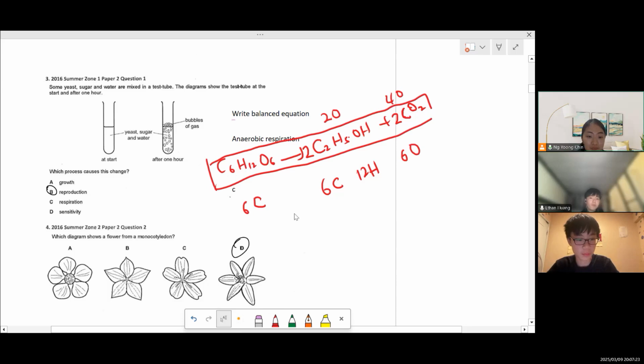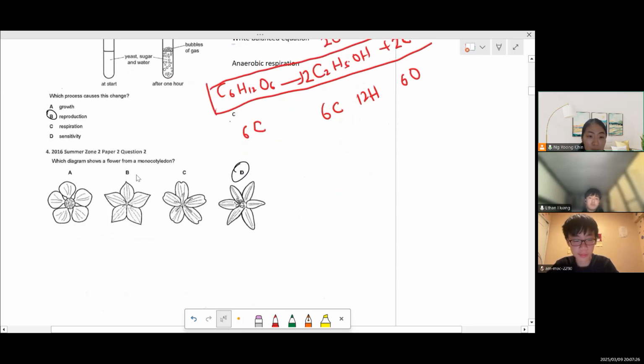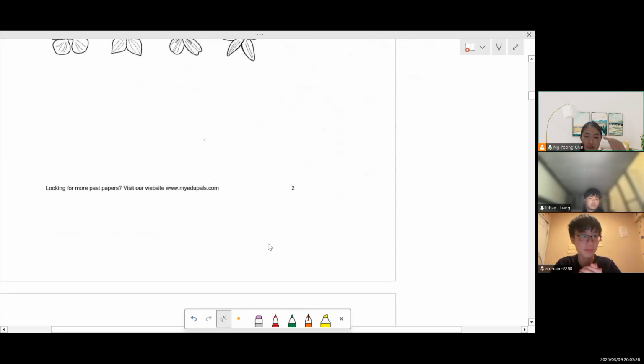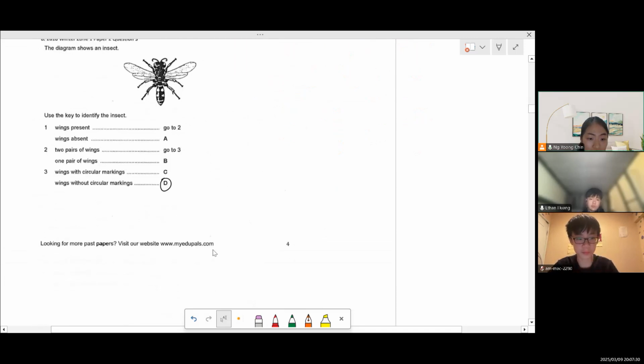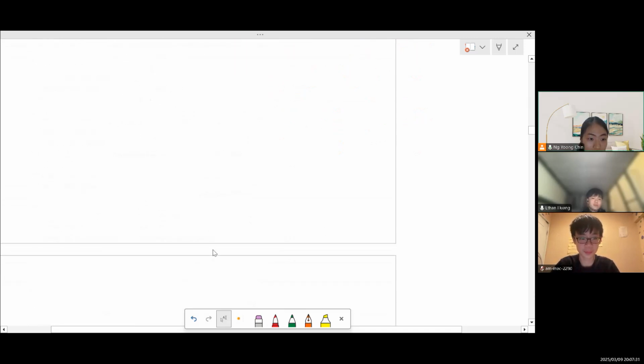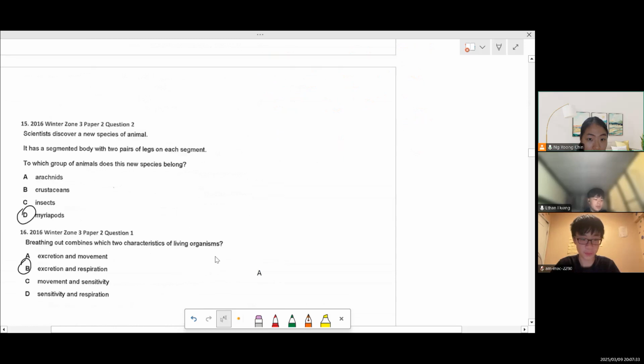Okay, the flower for monocotyledon, I think I haven't taught this yet. It's okay. Let me continue to discuss first.